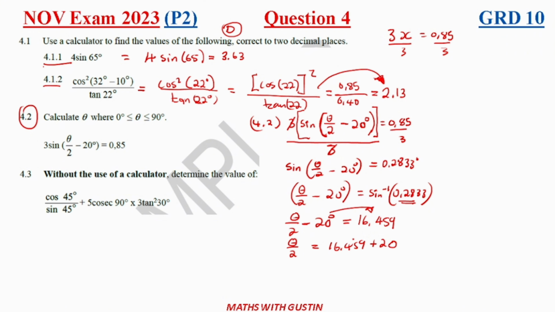All right, plus 20. This will give us 36. So you're going to have theta over 2 equals 36.459. All right, so in order for us to be left with theta alone, we multiply both sides by 2. 2 and 2 would cancel out. Therefore, our theta value will be, what I'm getting here, 72.92.